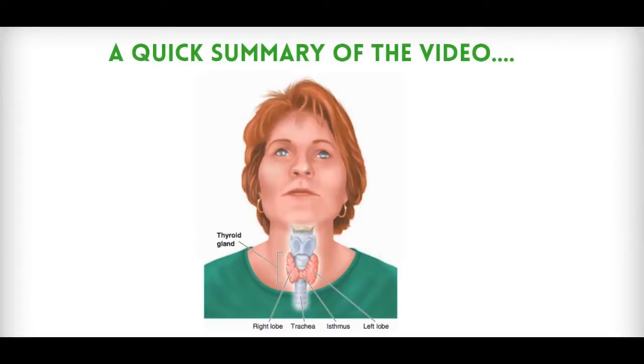So let's take a quick summary here. We have a thyroid gland. It's also in the neck. It has a right lobe and it has a left lobe, and it's connected in the middle by something that's called the isthmus, as you can see there as well. And the thyroid gland is also mainly involved in regulating the basal metabolic rate inside the body.